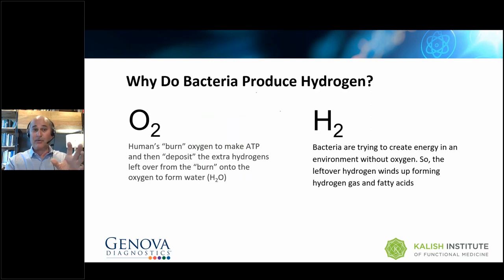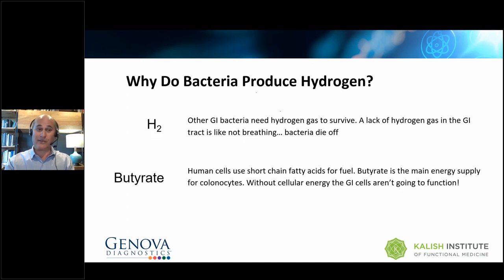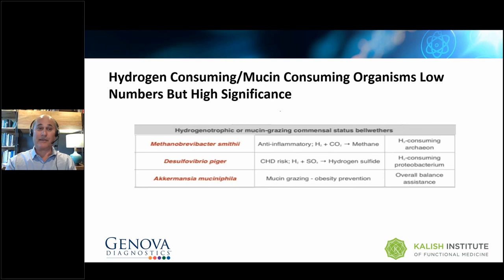When humans burn oxygen to make ATP, we end up having to use oxygen to do that. When bacteria are creating energy in an environment that has no oxygen, because hopefully your large intestine is anaerobic, the leftover hydrogen from their metabolism forms hydrogen gas and fatty acids instead of water. That's kind of fun, kind of interesting. And that hydrogen gas actually is very important for a whole variety of reasons in terms of overall health. Okay. And you can use butyrate in a supplement form. We talked about that already.